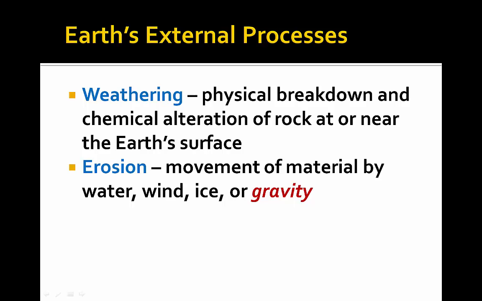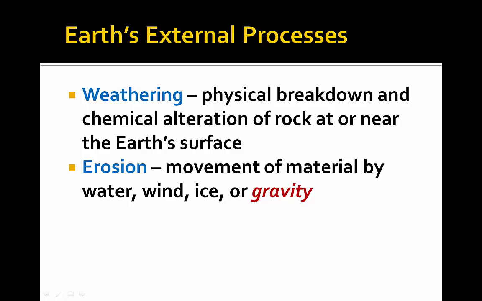There are two different sets of processes. So weathering and erosion are going to be two of the external processes, things that are happening at or very near the surface of the Earth. We'll talk in later chapters about the internal processes, which are going to be deeper inside the Earth and result in some of the major landforms, such as the mountain ranges that we see on the planet.